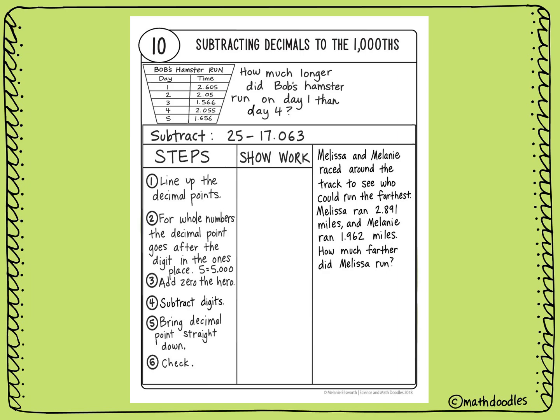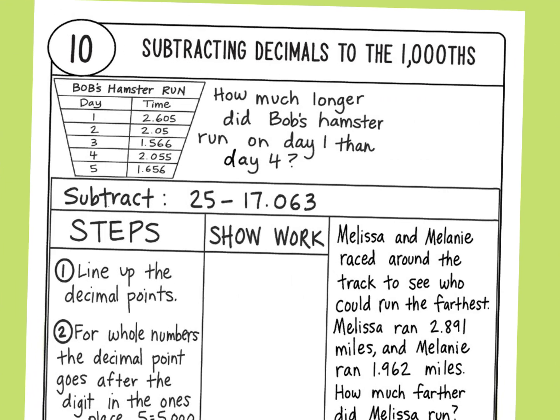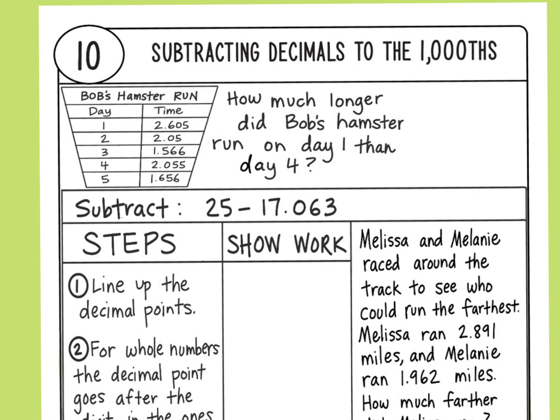For subtracting, our steps are almost the exact same. Look at the problems. I got, how much longer did Bob's hamster run on day 1 than day 4? So we're going to come back to that in a minute, but we're going to start out with the example given to us right here: 25 minus 17 and 63 thousandths. First thing I want to do is line up my decimal points.